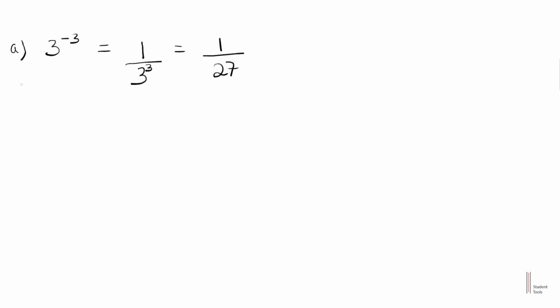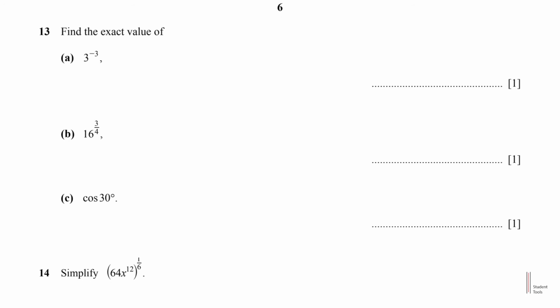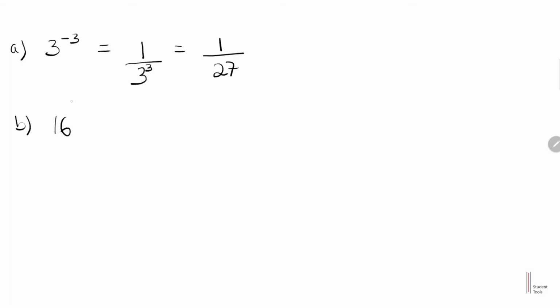And then we also have b. B says we have to find the exact value of 16 to the power 3 over 4. So let us first change the 16 to the base 2. So to change 16 to the base 2, that will be 2 to the power 4, because 2 to the power 4 is equal to 16. So we'll put this in brackets. And then we also have this exponent there, 3 over 4.